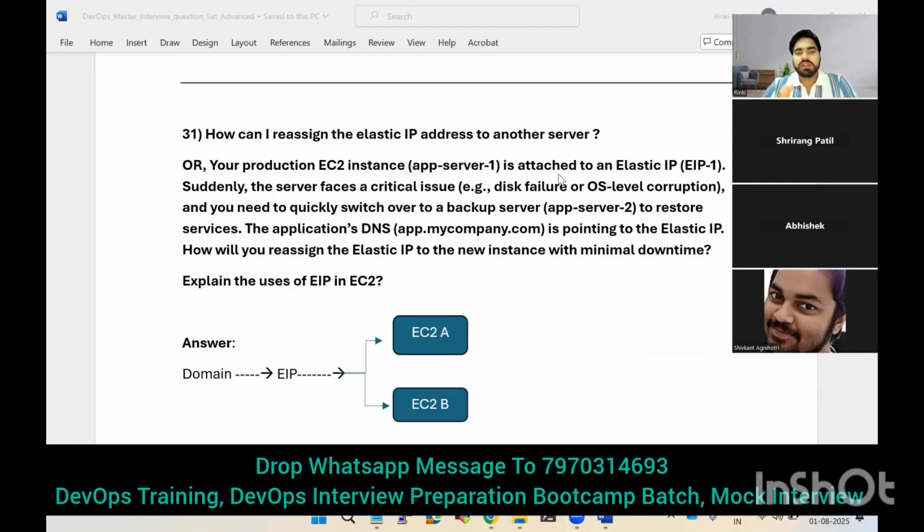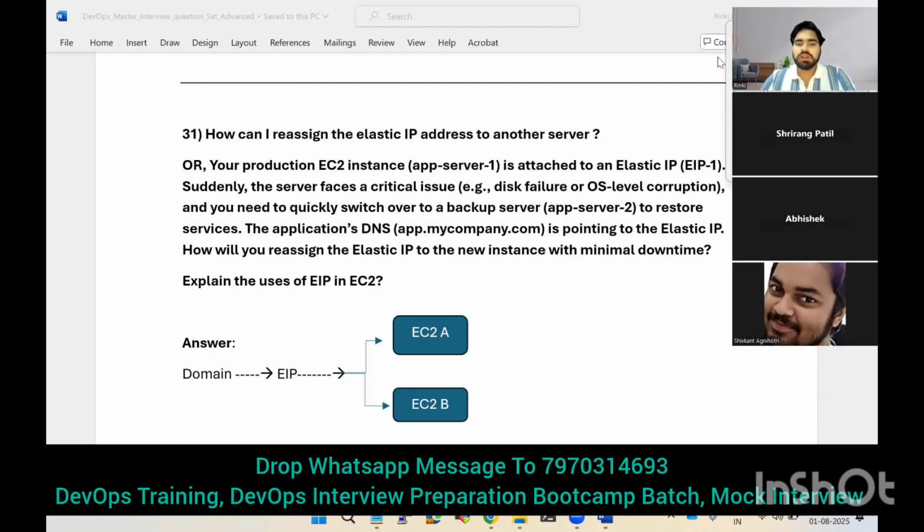Question number 31 is related to your Elastic IP address. So if you remember, while we were covering questions in the beginning, while talking about the AWS cloud, we talked about that whenever we have to assign any permanent IP address to our server, we go with the EIP concept. Correct? What can be a scenario based on which we have covered this question?